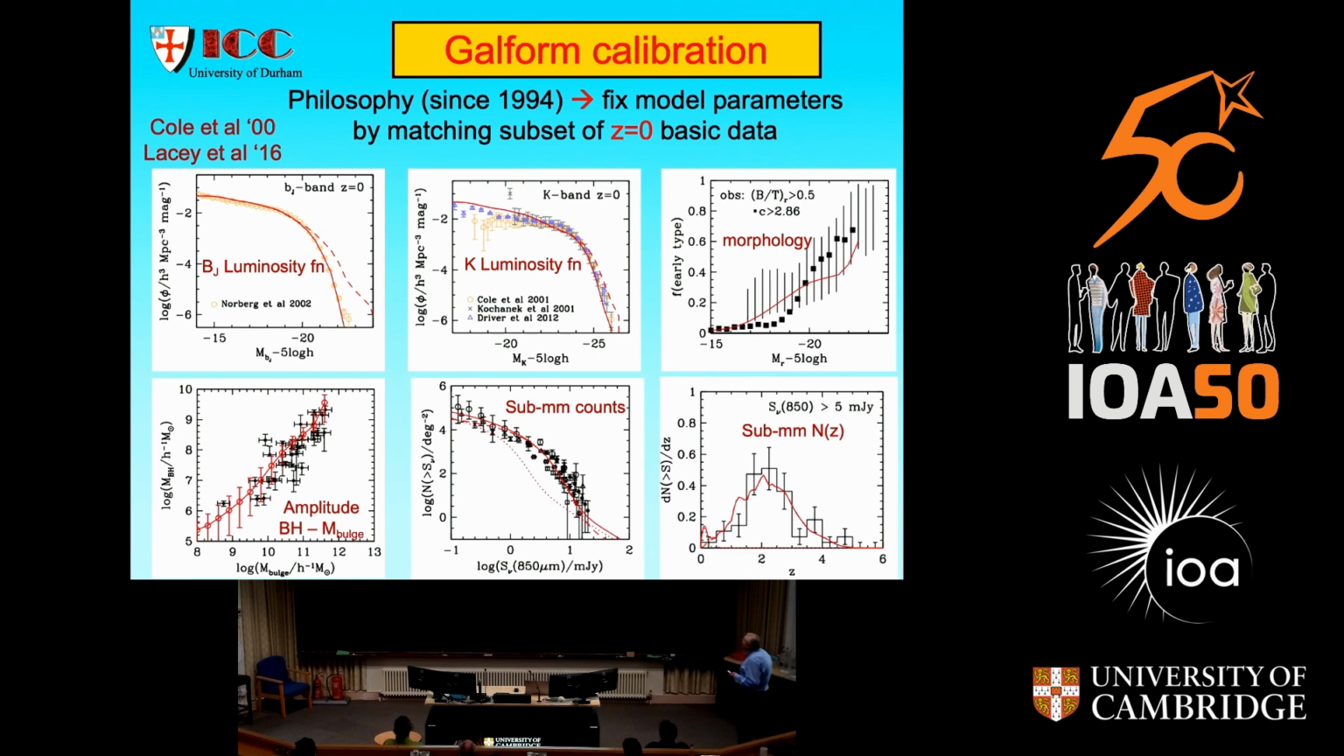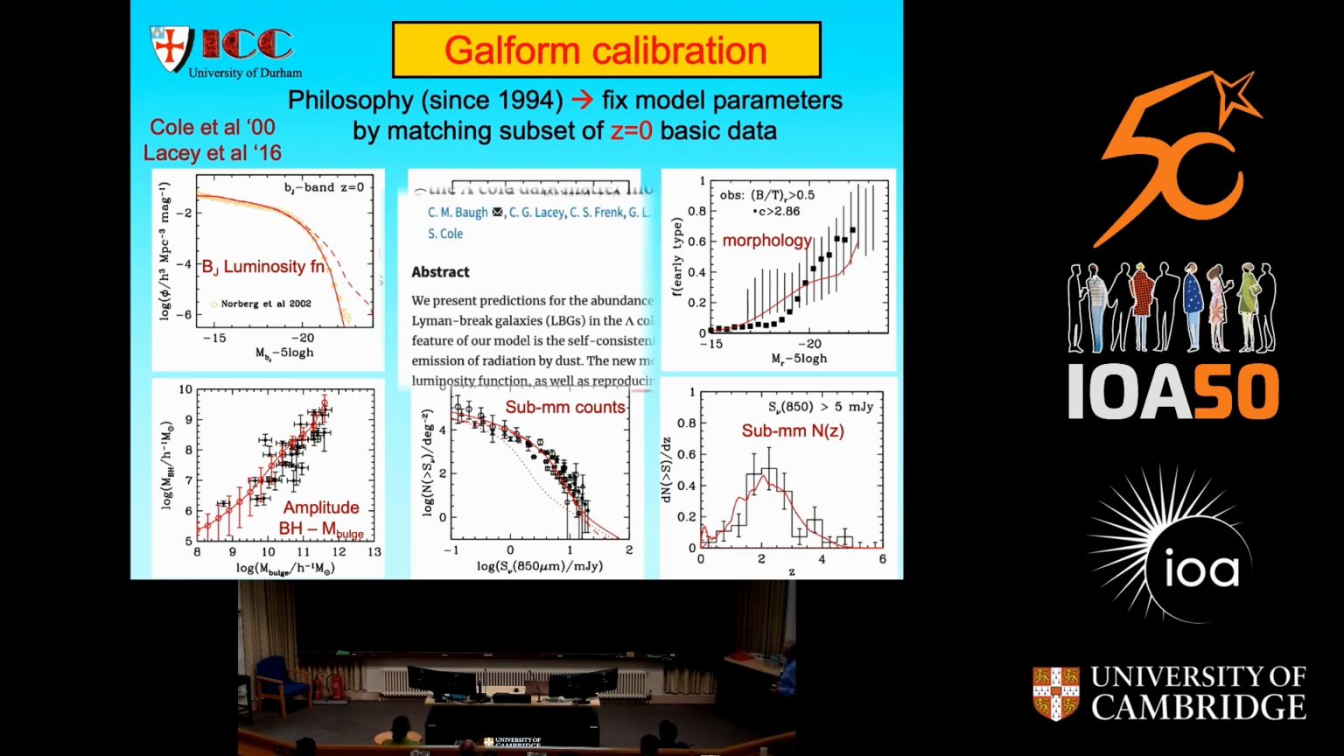Now, just a word about the philosophy of these semi-analytic models. The point is that, of course, they have parameters, and you fix those by requiring agreement with the whole range of important statistics at redshift 0, luminosity functions in various bands, and so on. So the model parameters are then specified at redshift 0, and then you hope that when you look at high redshift, the models won't work, so you learn something you didn't know before.